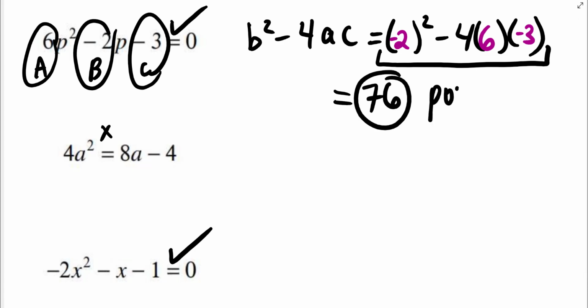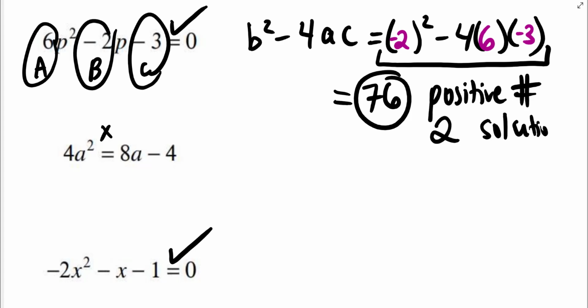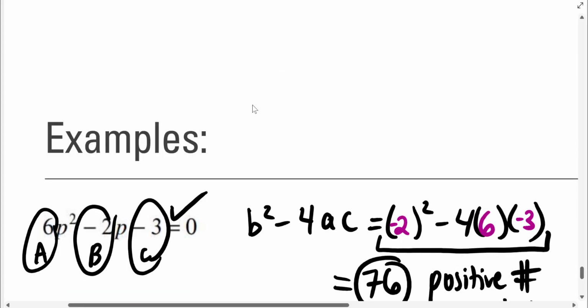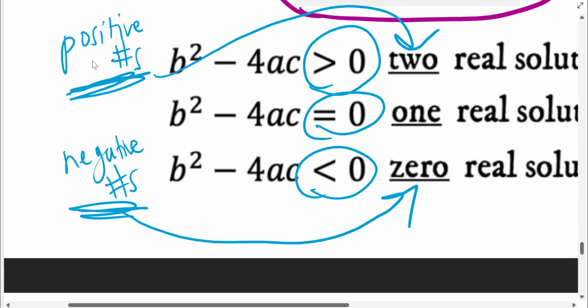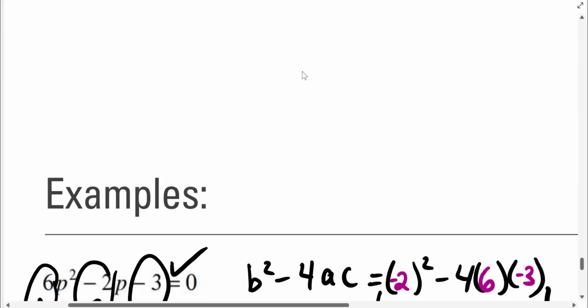So that's a positive number, which means that it has 2 solutions. How do I know that? From the chart that you do have to memorize. So again, positive number, 2 real solutions. Okay.